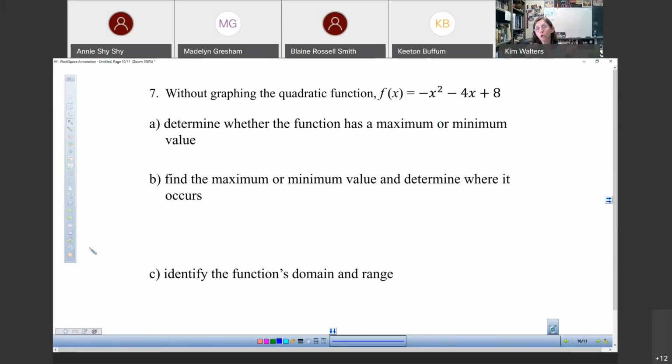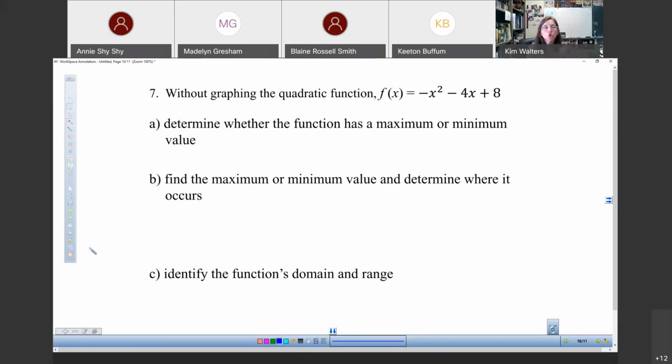What do I look at to determine whether the function has a maximum or a minimum? It doesn't tell you in the directions. And so this is where I need you to think for me. What do I look at to determine whether this function has a maximum or a minimum? I'm getting answers. That's great. Somebody else tell me what they think is going on.